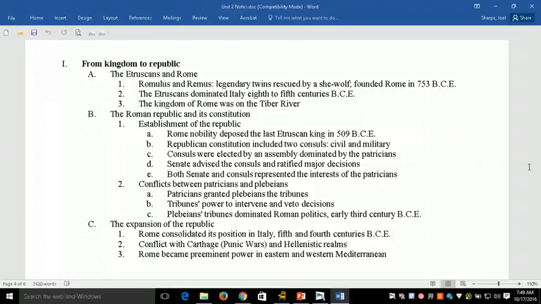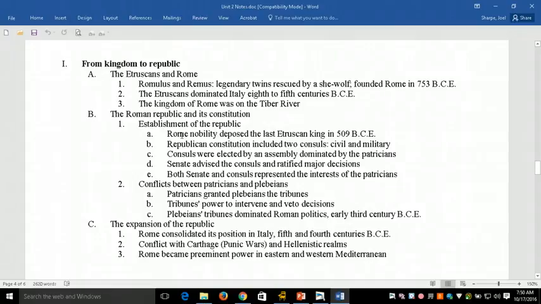Now, obviously, a fictional story. However, that is why the wolf is a prominent figure within Roman history, all right? So, here we go. So, there are, again, the Etruscans, they get kicked out, and the Roman Republic gets started and develops a constitution, all right?